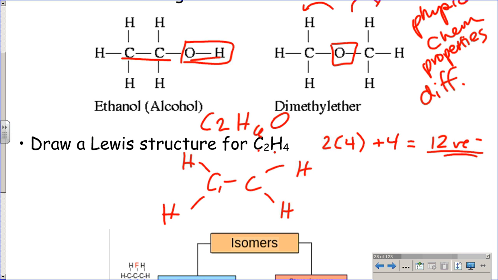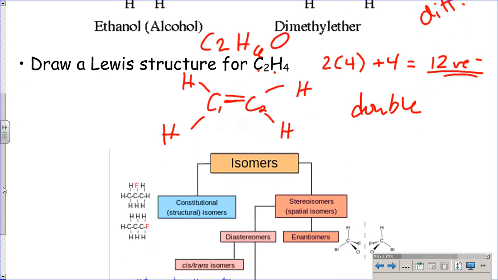But both carbon 1 and carbon 2 need another pair of electrons. So the only way to make that happen and not go over my valence count is to have a double bond here. So you've probably seen this before in your organic lectures. So there's our Lewis structure. There's no resonance here, actually. So we're just going to say there's a double bond between the carbon and carbon, and it's an ethene.